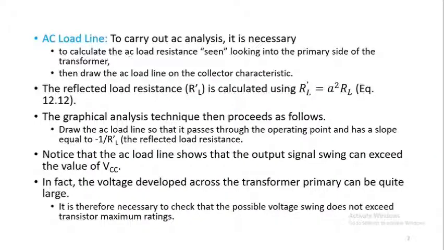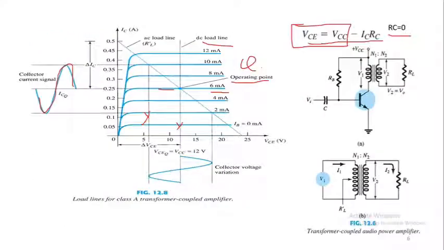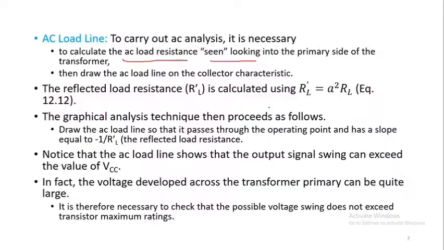Now since we are dealing with the AC signal, so AC load line भी हम plot करेंगे। To carry out AC analysis, it is necessary to calculate the AC load resistance seen looking into the primary side of the transformer. That means हमने primary side पे ये जो load resistance कितनी reflect back हो रही है, हमने ये calculate करनी है। That means we have to calculate RL prime, then draw the AC load line on the collector characteristics.